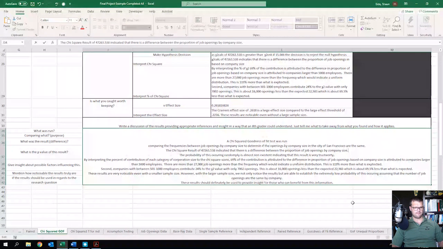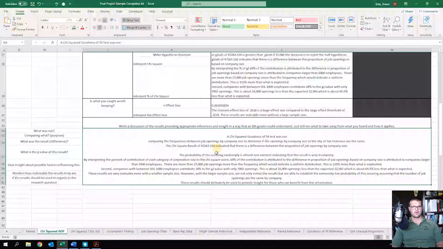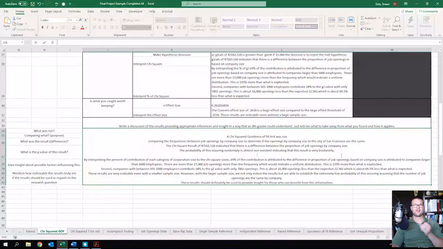Period. Okay. The probability of this occurring randomly is almost non-existent, so this is the p-value, is almost non-existent, indicating that the results are very trustworthy. In other words, if the probability of it occurring is almost non-existent, it means that the probability of type 1 error is almost nil. The probability of saying that there's a difference, but there really isn't a difference, is almost completely gone.